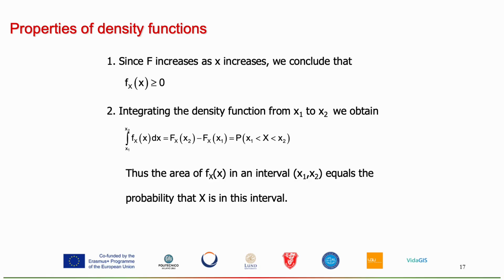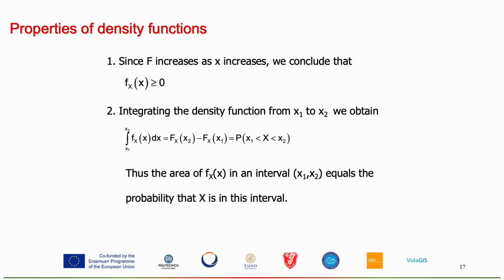What are the properties of the density function? First of all, the cumulative function is monotonically increasing, so its derivative, the density function, must be positive everywhere, with the limit equal to 0.